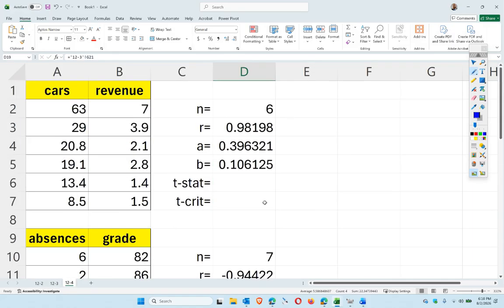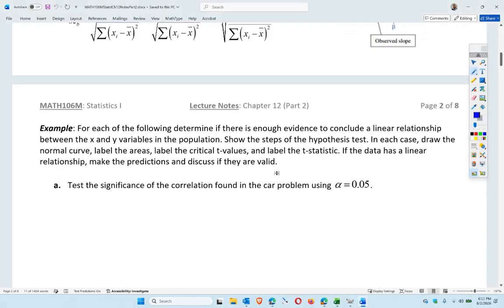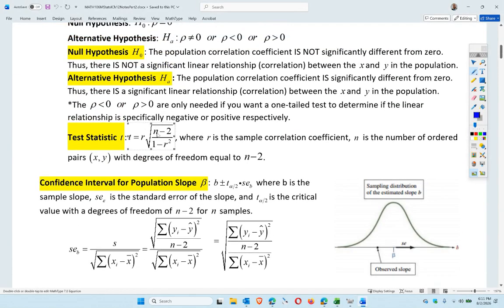Okay, so we want to calculate t-stat and t-crit. If we go back to our notes here real quick and copy the formula for the t-stat.